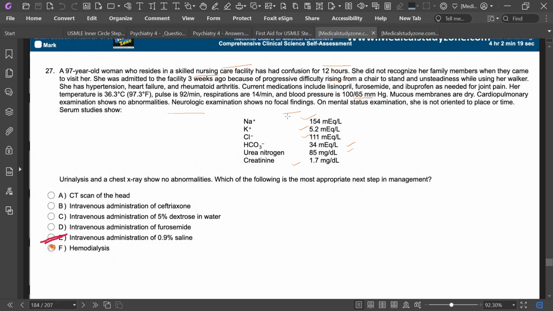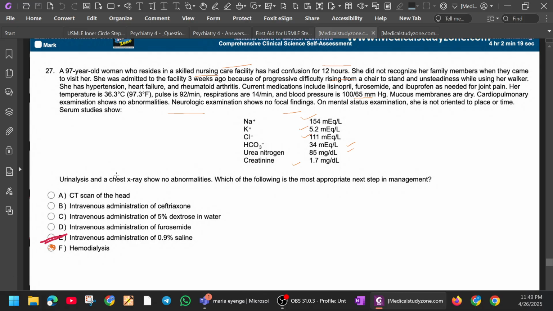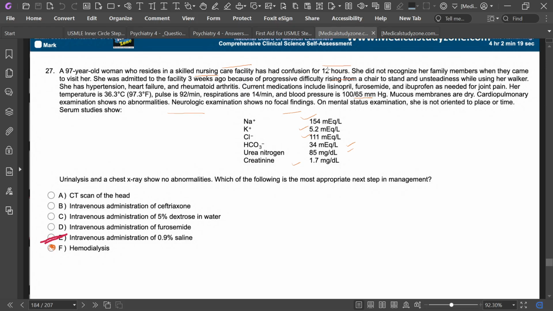Neurology exam is fine. Mental status exam, she's not oriented to place or time. Serum studies: sodium is high, potassium is high, chloride is high, bicarb is high, urea is high, creatinine, everything is high. Urinalysis and chest x-ray show no abnormality. Which of the following is the most appropriate next step?